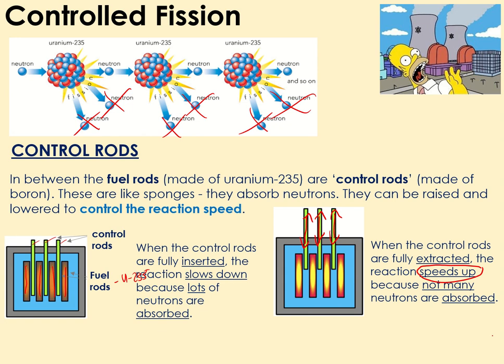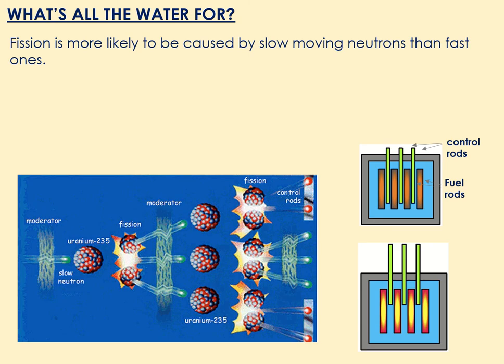I'm going to talk you through another couple of features of a nuclear reactor that you need to be able to explain. The first one is the water. This diagram is not just coloured blue because of it looking nice. I mean, it's beautiful, isn't it? That is actually showing water. So that water, what it actually does is it slows down the neutrons. So interestingly, fission is more likely to happen from a slow moving neutron hitting the uranium-235 than a fast one.